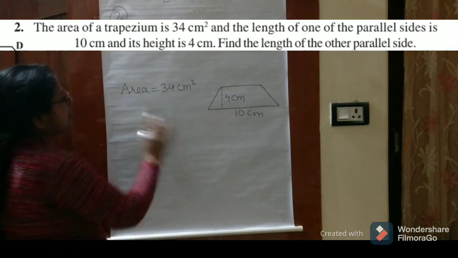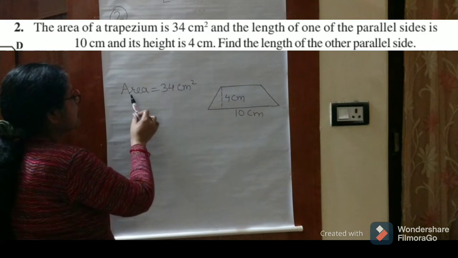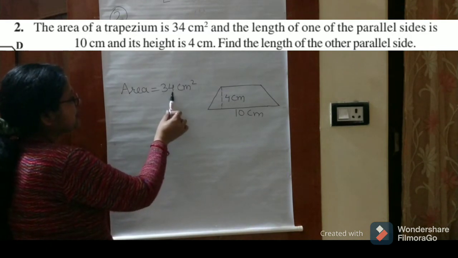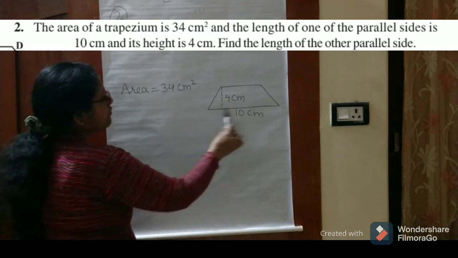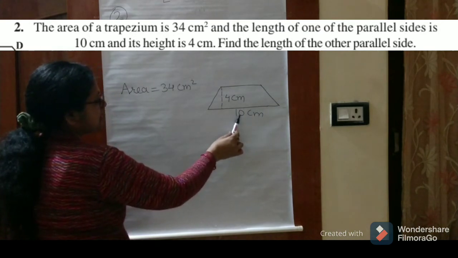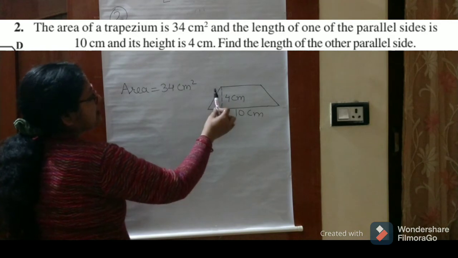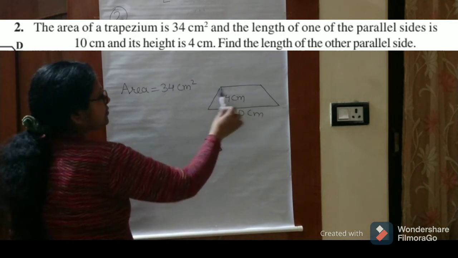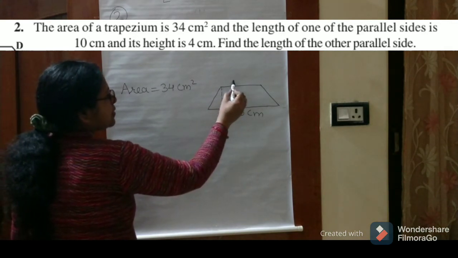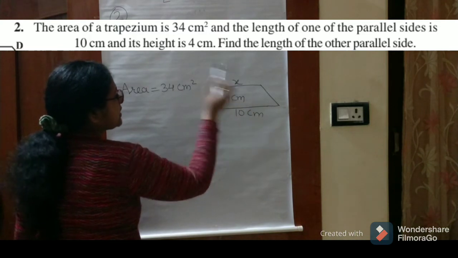Question 2. In question 2, area of one trapezium is given 34 centimeter square. One of the parallel sides is given 10 centimeter. Height is given 4 centimeter, and we have to find the length of the another parallel side. So I am going to consider it as x.